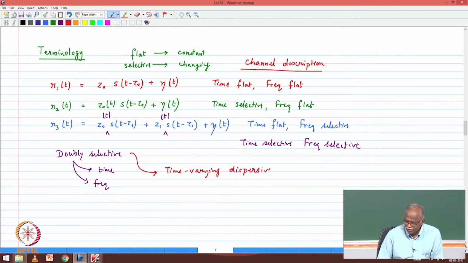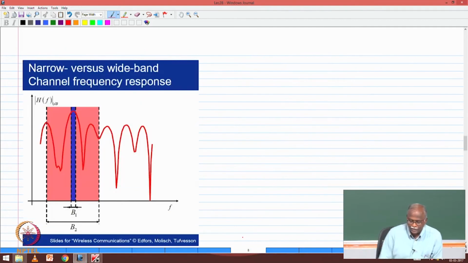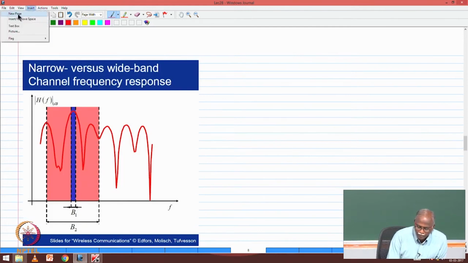Again, simple notation, but sometimes when you read, it says doubly selective, what is this? I don't want you to have that confusion. You should be very clear about what the notations are. And even when you describe the channel, don't place Z0 as constant, Z1, no. Please use the terms time selective, frequency flat, whatever the combination is, so that it gives an unambiguous description of the channel.